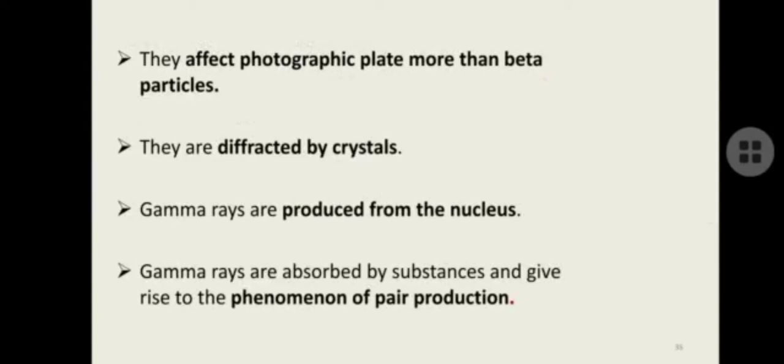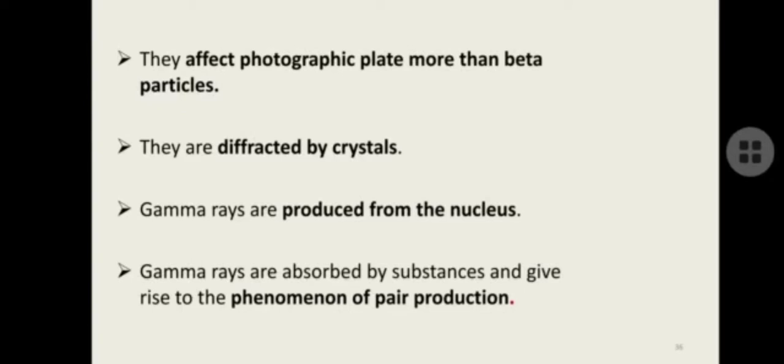Gamma rays ionize gases, but their ionization power is very small compared to that of alpha and beta particles. Gamma rays produce fluorescence. Gamma rays affect the photographic plate more than do beta particles. Gamma rays are diffracted by crystals in the same way as X-rays. Though there is much similarity between X-rays and gamma rays, yet their sources of origin are different.